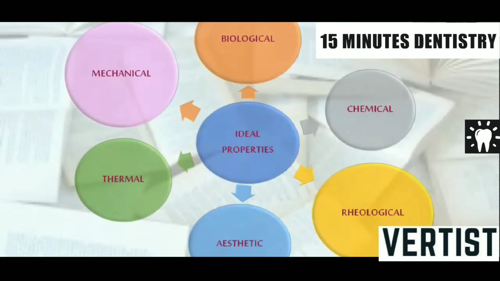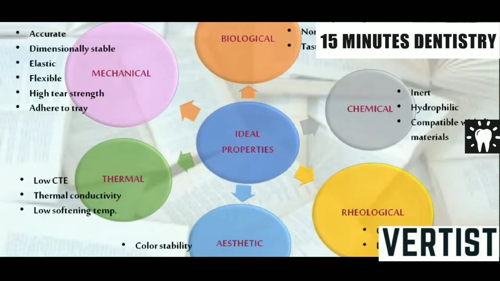You should have biological, mechanical, chemical, thermal, aesthetic and rheological properties available, which is what we also expect from our material. All these properties are divided into different categories, such as accurate impression and dimensional stability. These are all properties we want in our material, but there is no single material available that can give us all the ideal requirements.